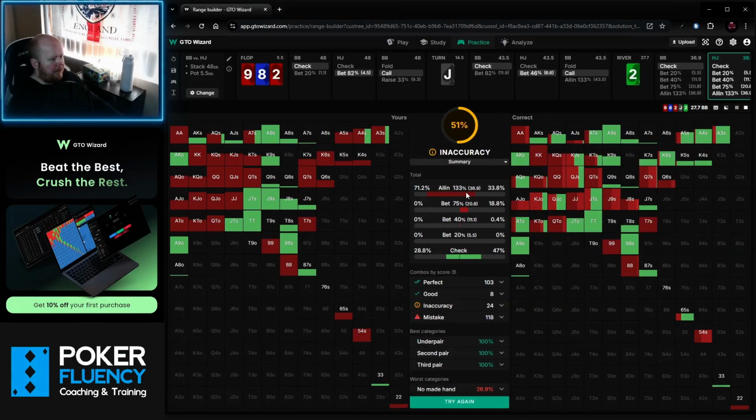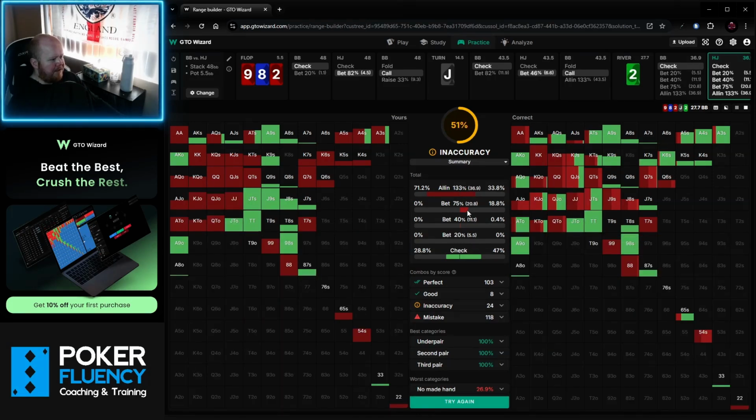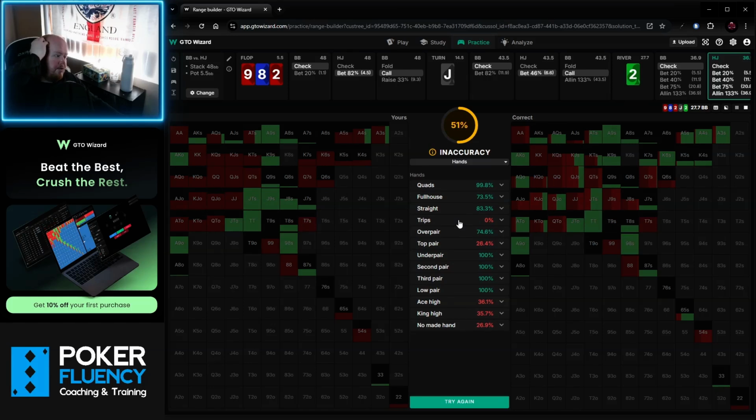Inaccuracy, but... oh, wow. That's funny. We were betting way too often. We were going way too thin for value, right? We're going thin with king-jack for value, but the solver is pretty reluctant, depending on what exact combo we have. The solver's also using the 75% sometimes, which is interesting. But I think for the most part, the actual thresholds of where we're value betting were not too far off.